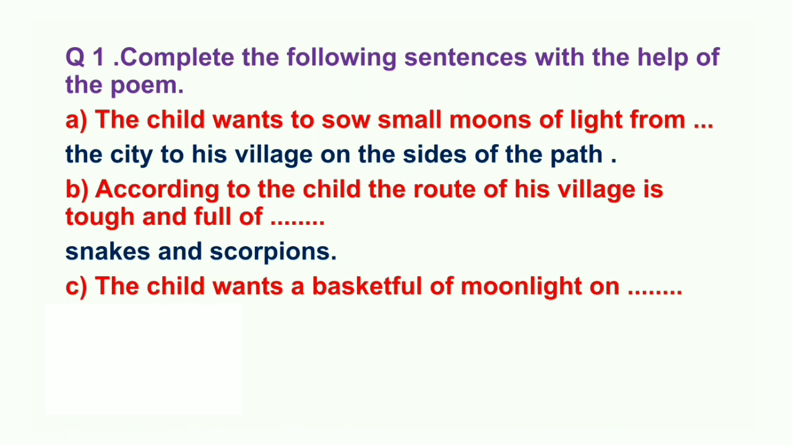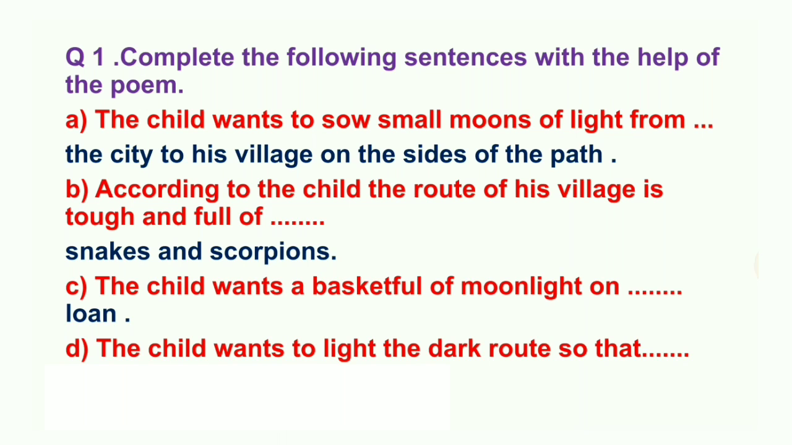C. The child wants a basketful of moonlight on ... Answer. The child wants a basketful of moonlight on lawn. D. The child wants to light the dark route so that ... Answer. The child wants to light the dark route so that his father returns early.